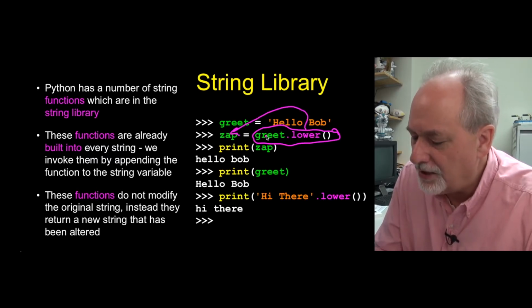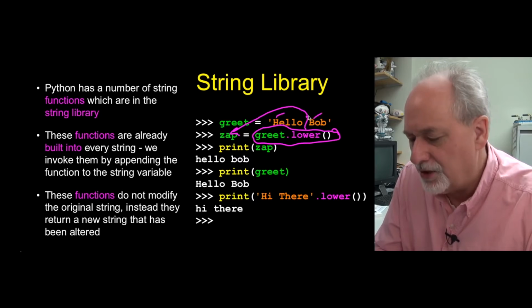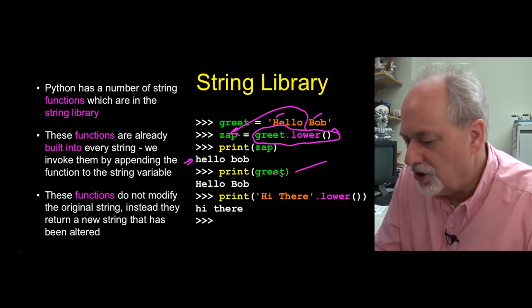Now, it doesn't actually change greet. It gives me a lowercase copy. So here I have hello Bob with an H and a B uppercase, and what I get back in zap is hello bob all lowercase. And note that greet is unchanged. So hello Bob is still there.